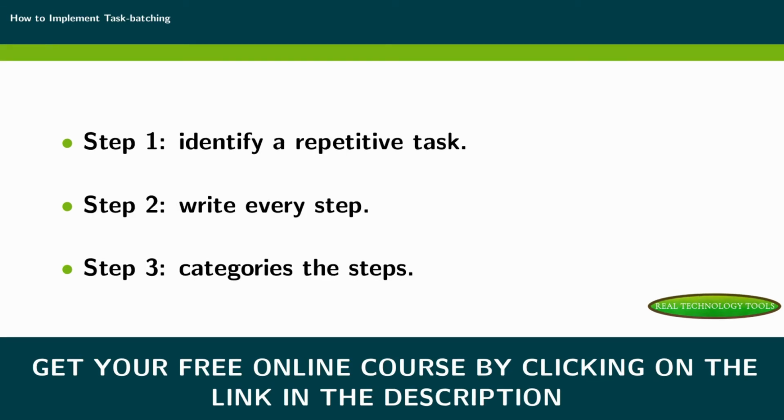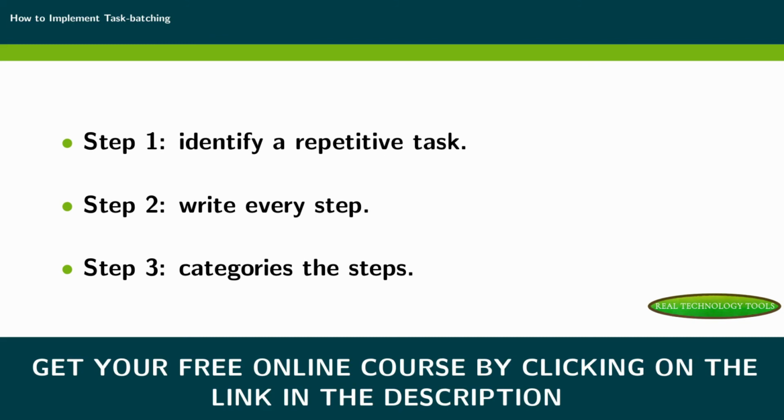So now that you know exactly what task batching is, let me give you an action plan to implement it in your life. Step 1, identify a repetitive task, something that you do more than once. So again, you have writing articles, writing books. That really depends on what you're doing. But the point is identify one that you're actually doing. Second step, write every step required to achieve that task. And the trick is be as granular as you can, because the more steps you have, the easier it's going to be to do the next step, which is categorizing all those steps.